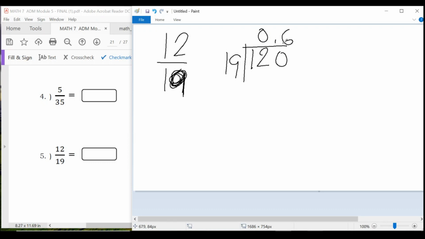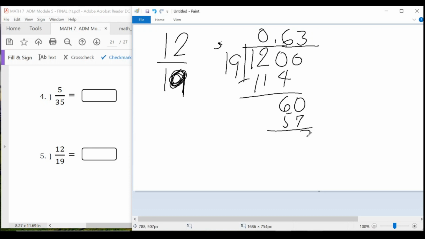So 6 times 9 is 54. So 5 here. 6 plus 5, that's 11. So 120 minus 114, that is 6. Let's add 0. We could have here 3. 3 times 9 is 27. 3 plus 2 is 5. So 60 minus 57 is 3. So add 0 again. We have here 30.